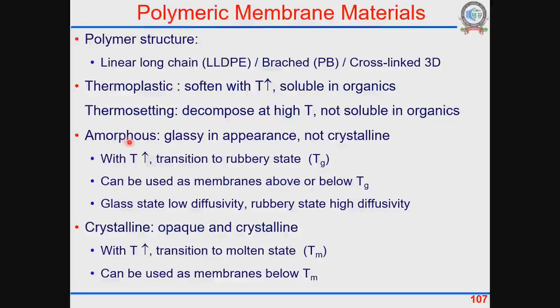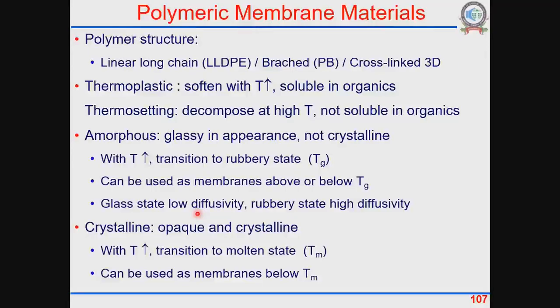Polymers could be amorphous or crystalline. Amorphous means they are glassy in appearance, not crystalline. If you increase temperature, the transition occurs from an amorphous glassy state into a rubbery state. This is called the glass transition temperature. So they could be used as membranes below the glass transition temperature or above it. In the glassy state, they will have low diffusivity. In the rubbery state, solutes will have high diffusivity.